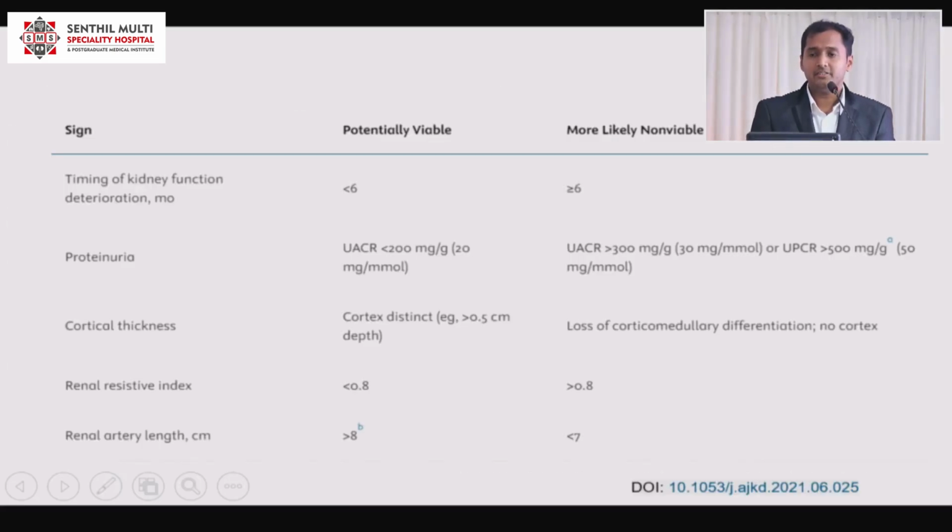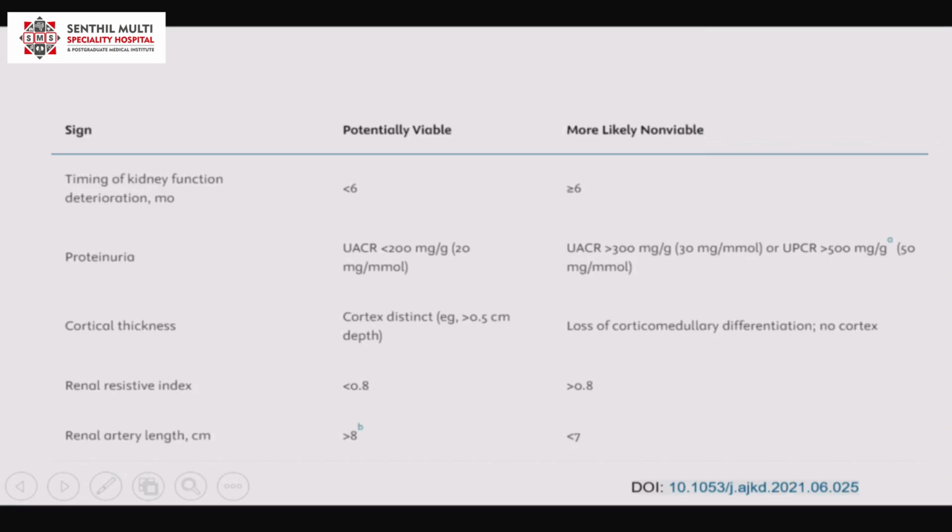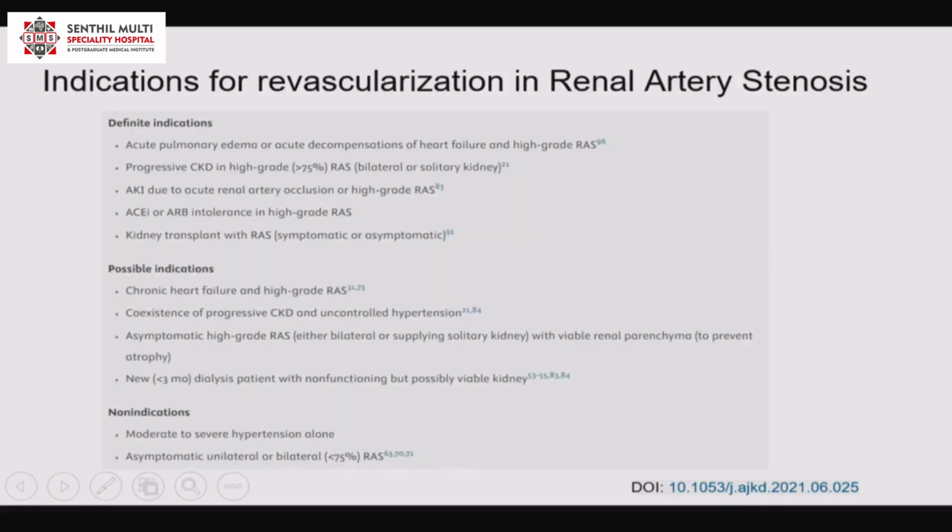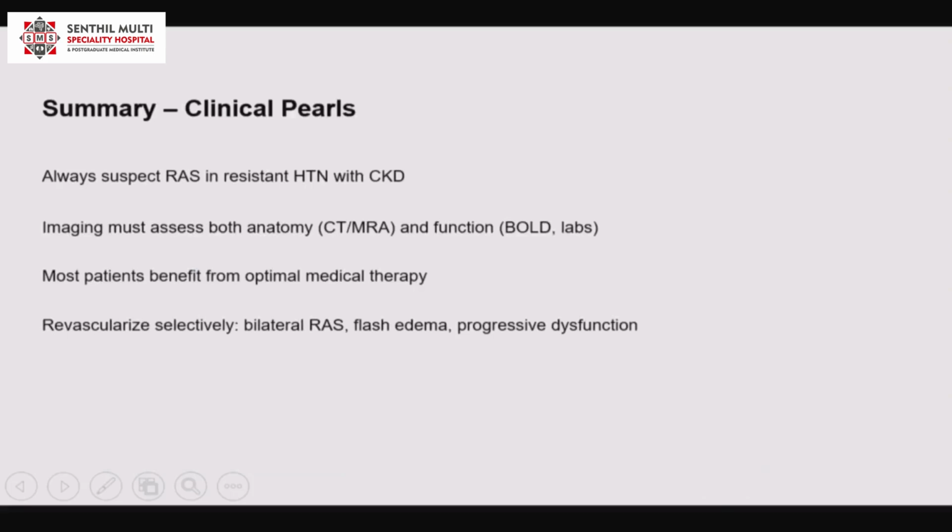So identification of who will benefit from stenting: if the timing of the kidney function deterioration is less than 6 months, proteinuria is less, the cortical thickness is more than 0.5 centimeter, the resistive index is less than 0.8, and the renal artery length is more than 8 centimeter. These are the indicators that there is a possibility of reversal. So these are the indications for revascularization in renal artery stenosis.